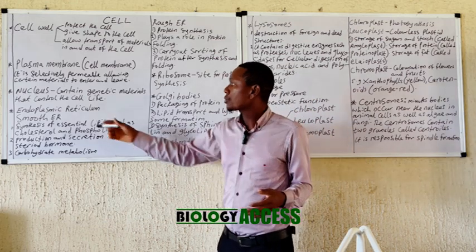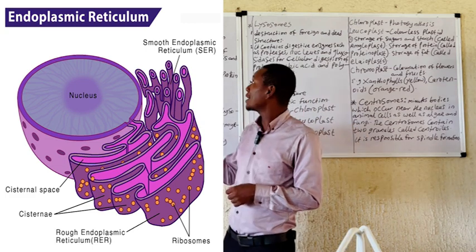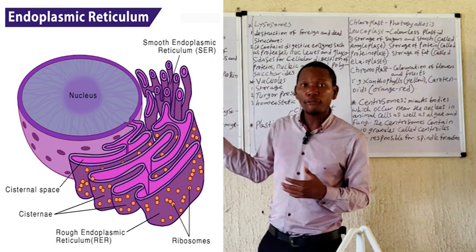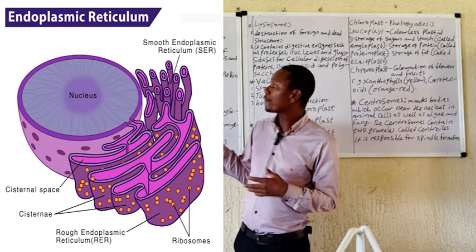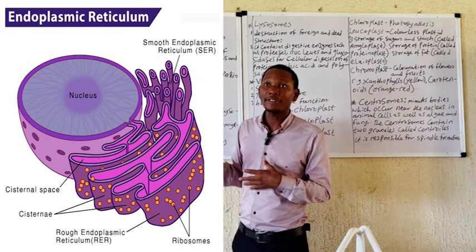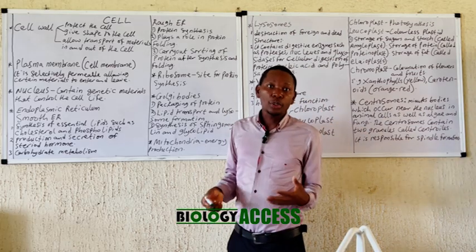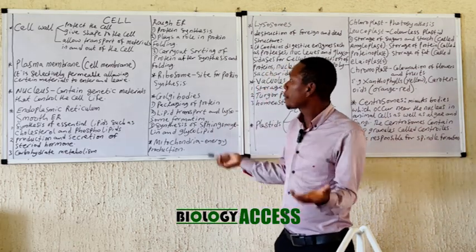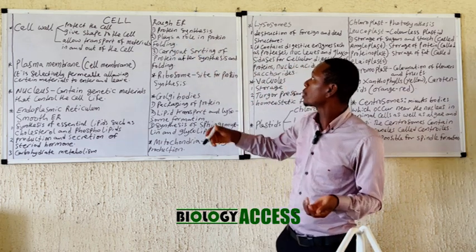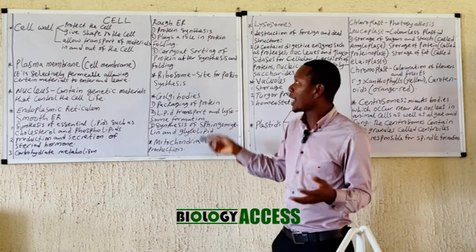All right. The next structure is the endoplasmic reticulum. We have the rough endoplasmic reticulum and the smooth endoplasmic reticulum. As you can see from the diagram, the rough endoplasmic reticulum has ribosomes attached to it, while the smooth does not. The rough endoplasmic reticulum, what is the function? It's simple. It's responsible for protein synthesis, and plays a role in the folding of protein as well as sorting of protein after folding.